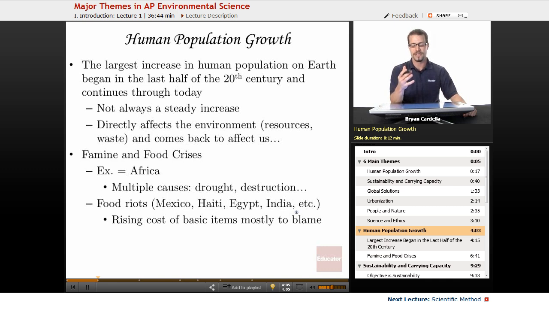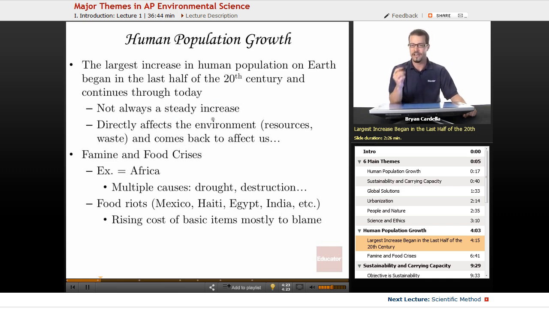All right, so this first topic, human population growth. There'll be more discussion of all of these topics in later lessons, so this is just an overview for the time being. The largest increase in human population on Earth began in the last half of the 20th century in the 1900s, and continues through today, of course.